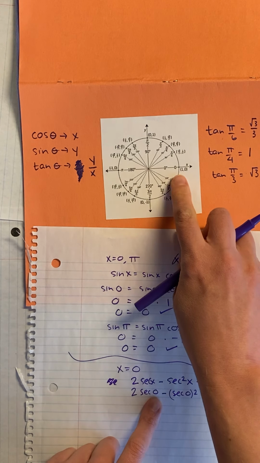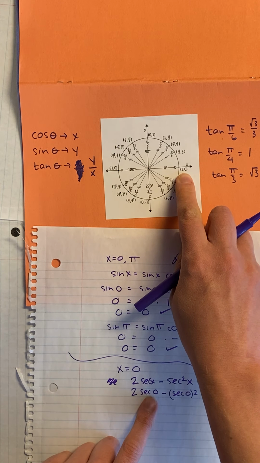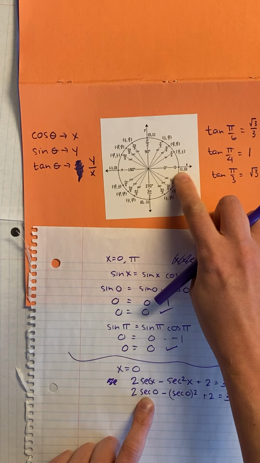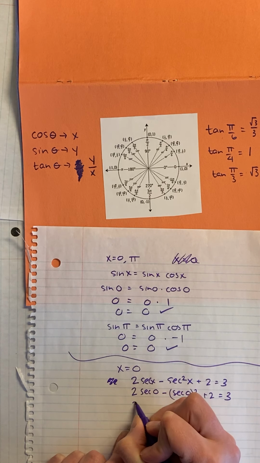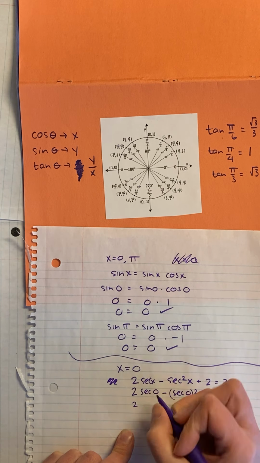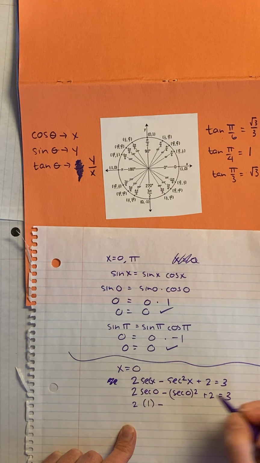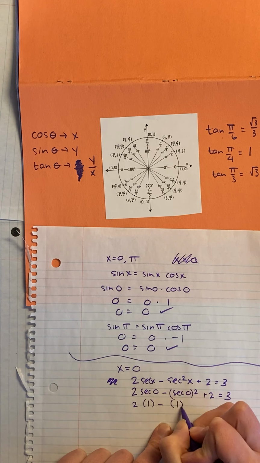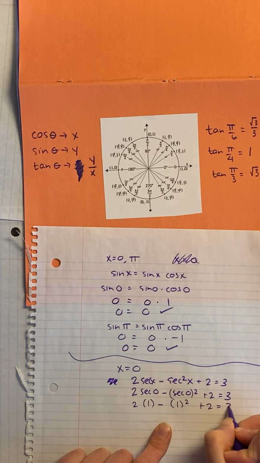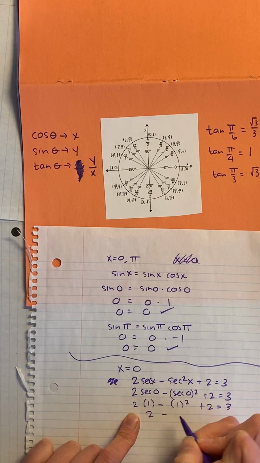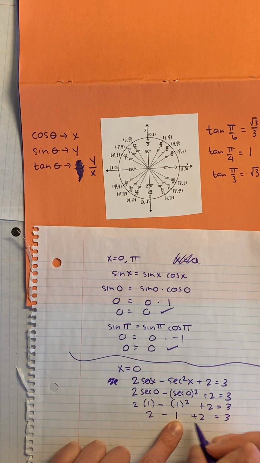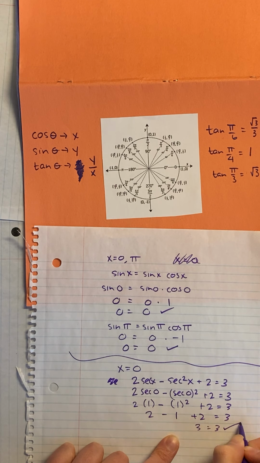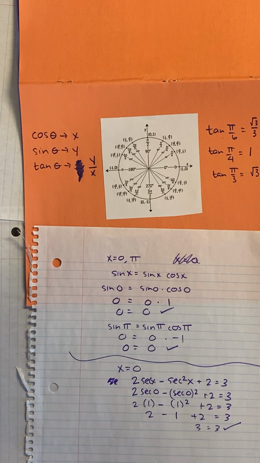So 0 is the angle measure, so that means I'm looking at these coordinates here. Secant of 0 is the reciprocal of cosine, so it's 1 over 1. So it's 2 times 1 over 1, which is just 1, minus secant of 0, which we know is just 1. 2 times 1 is 2, minus 1 squared. 2 minus 1 is 1, plus 2, 3 equals 3. So that one looks good.